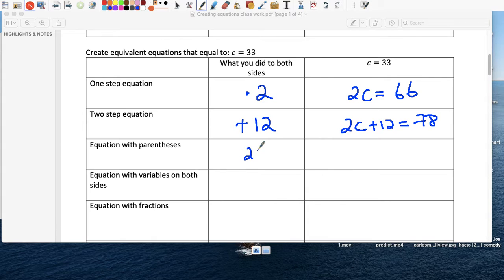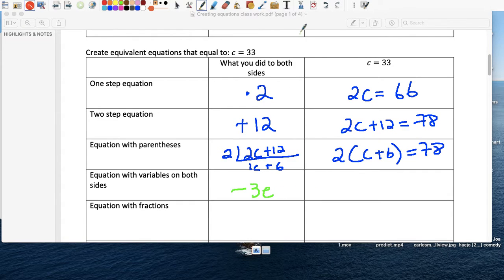Parentheses. If you think about it, I'm going to do the ladder method over here. What number do 2 and 12 have in common? 2. 2 goes into 2 one time, or 1c, and 2 goes into 12 6 times. So I can change that into 2, parentheses, c plus 6 equals 78. Add variables to both sides. Let's subtract 3c from both sides. So I get 2c plus 6 minus 3c. I'm going to subtract 3c on both sides, and on the other side, I'm going to write negative c plus 78 minus 2c. Isn't negative c and negative 2c the same thing as negative 3c? So I am good.